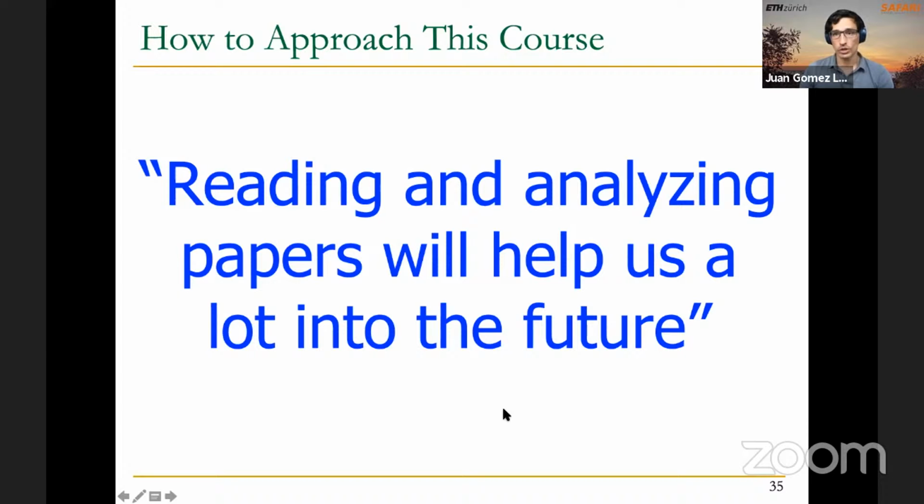They think, or some of them think, that reading and analyzing papers will help you a lot in the future. And why is that? Because by reading a research paper and analyzing it, you're going to develop your critical thinking, and this is going to benefit your understanding of whatever you learn in the future, and will also allow you to make better decisions. So that's why it's important.